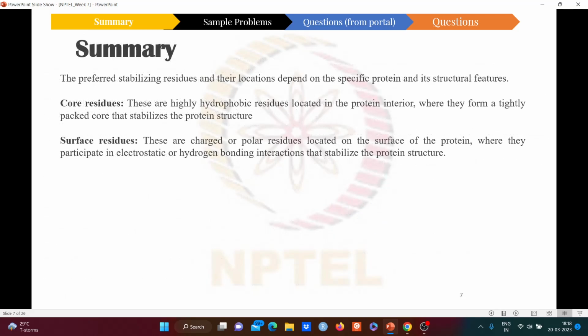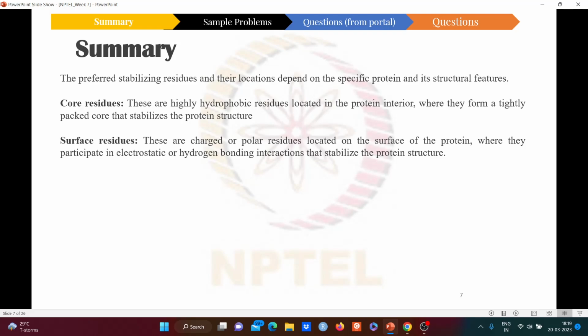Okay, moving on to the preferred residues, or the location and preferential observation of these residues. So stabilizing residues in protein can be classified into different categories based on their location and function in protein structure. The preferred stabilizing residues and their location depends on the specific protein and its structural features. So here I will be discussing some examples of stabilizing residues and their location. First, let me start with the core residues.